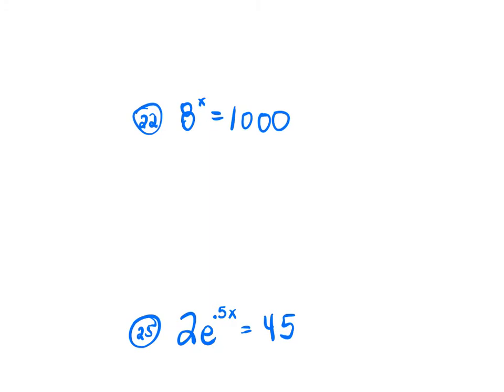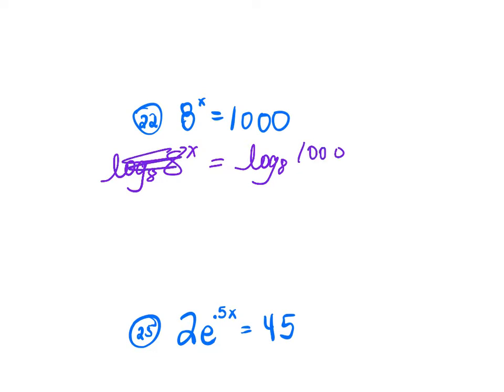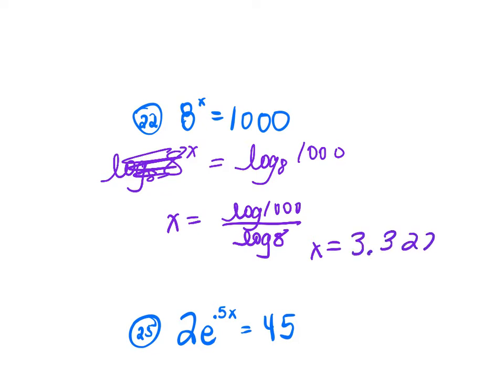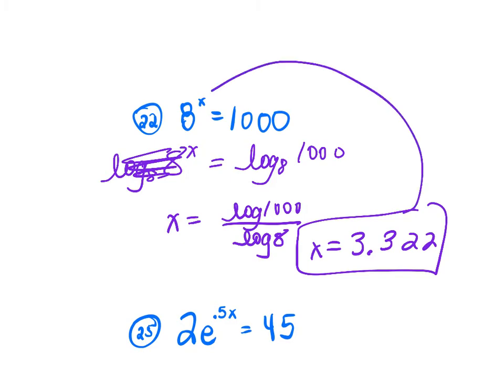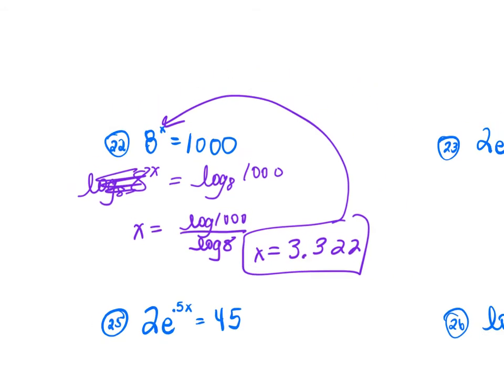Moving along to number 22. Again, guys, this is an exponential. So we're going to do the opposite. I'm going to take log base 8 of 8 to the x, equals log base 8 of 1,000. So log 8 cancels out. You have x equals, in your calculator, you would do log of 1,000 divided by log 8. And you get x equals about 3.322. Plug it back in, check your answer.